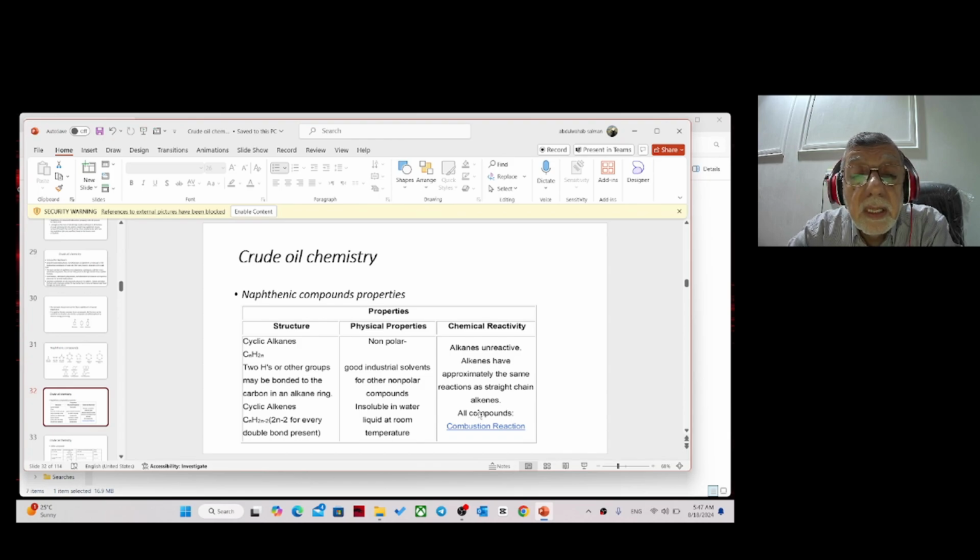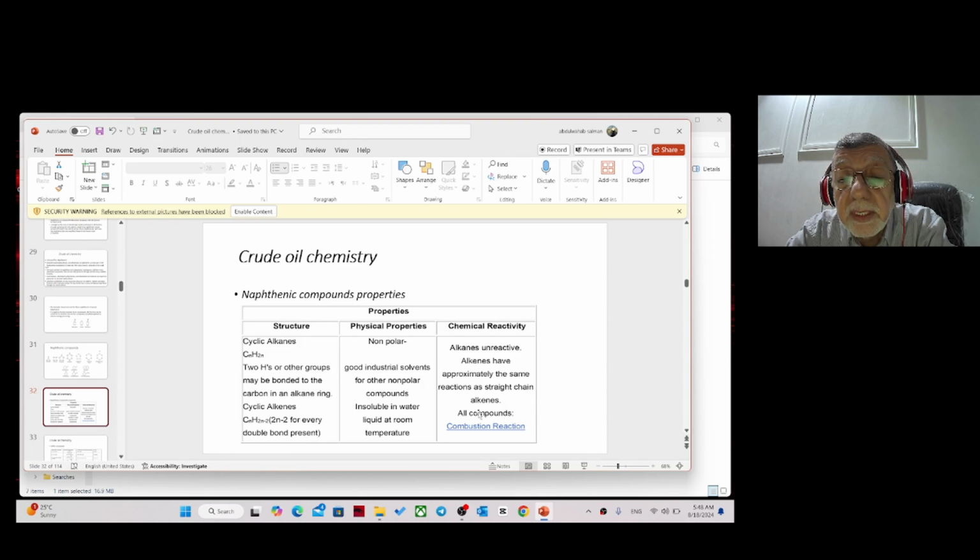So the general properties of naphthene. Naphthene is a cyclic alkane. The structural formula is CnH2n. Hydrocarbons or other groups may be bonded to carbon in an alkane ring. Cyclic alkane CnH2n, if it has an alkyl group, it becomes 2n minus 2 for every double bond present. For every double bond, 2 hydrogens are removed, so it becomes 2n minus 2.